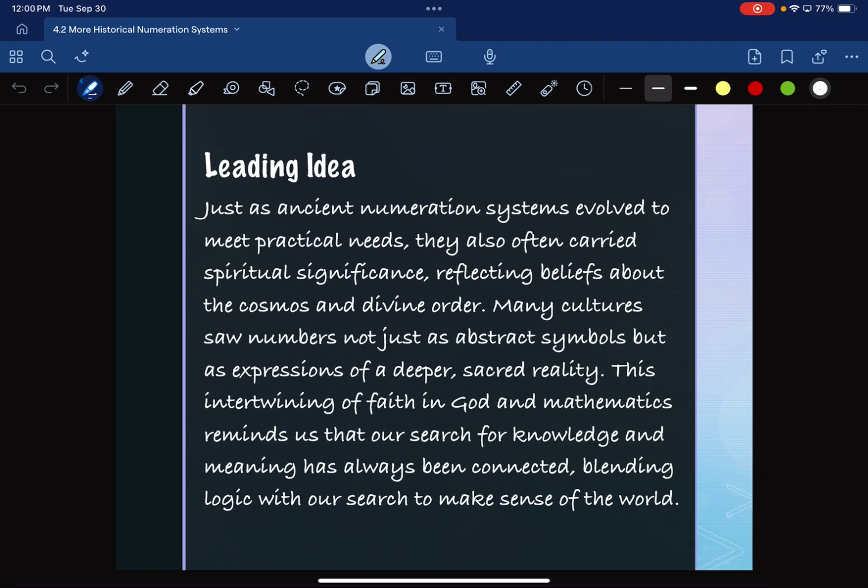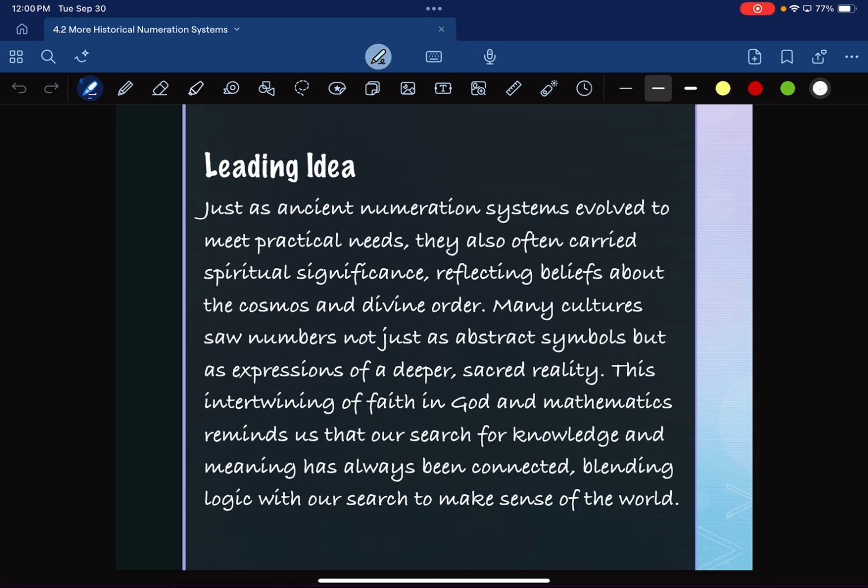Just as in the ancient numeration systems, they evolved to meet practical needs, they often carried spiritual significance, reflecting beliefs about the cosmos and divine order. Many cultures saw numbers not just as abstract symbols, but as expressions of a deeper sacred reality. And we'll actually see that in at least one of the systems in this section. This intertwining of faith in God and mathematics reminds us that our search for knowledge and meaning has always been connected, blending logic with our search to make sense of the world.